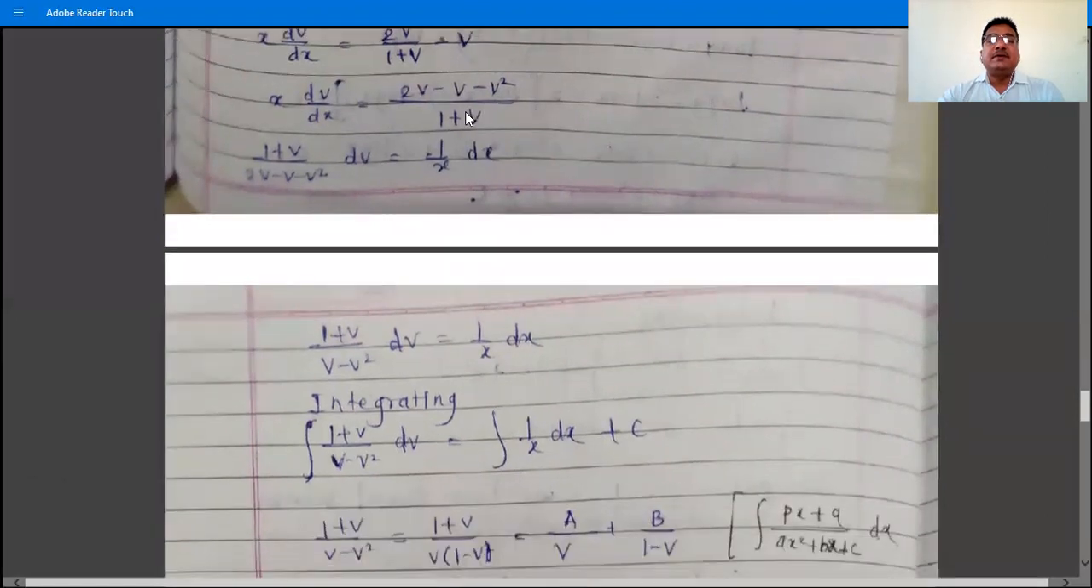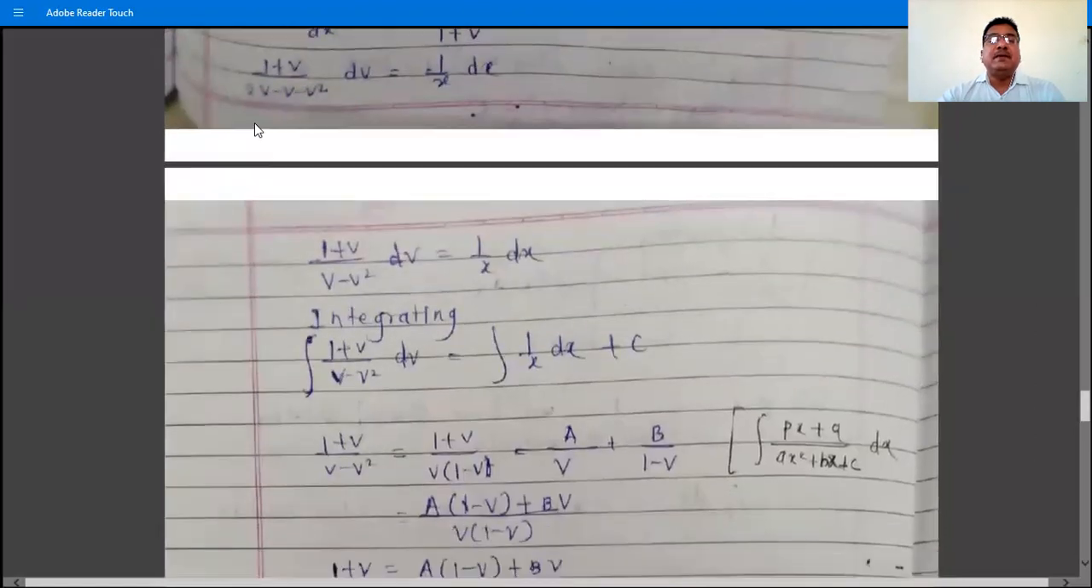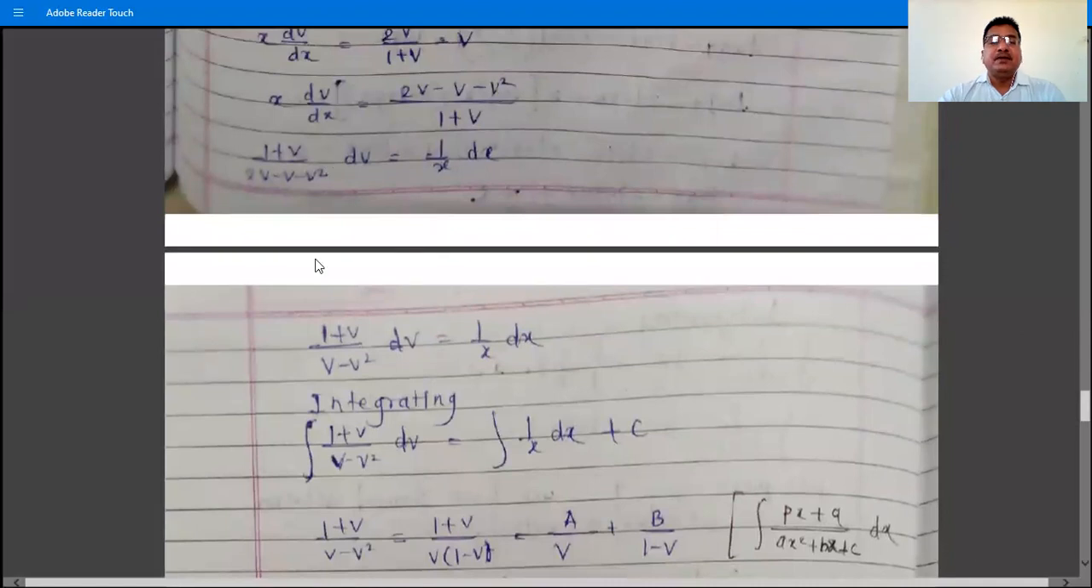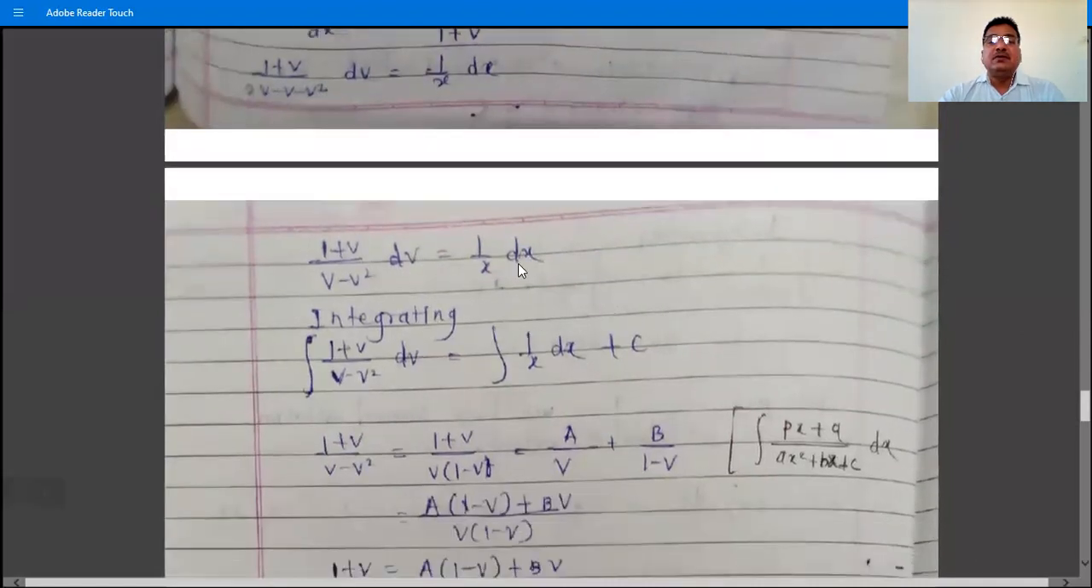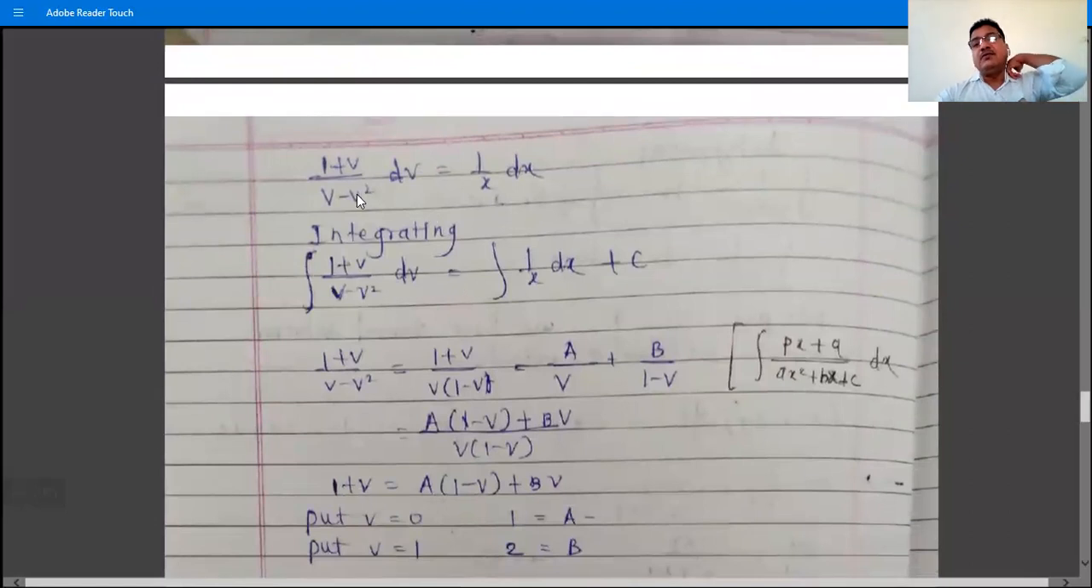Then separate the variables, so shift this quantity to LHS. So it becomes 1 plus v divided by v minus v square dv is equal to 1 by x dx. And now it is in the variable separable form. If you observe this step, in LHS all the terms are functions of v, and in RHS all the terms are functions of x. And so it is in the variable separable form.